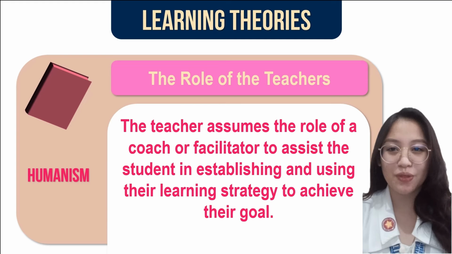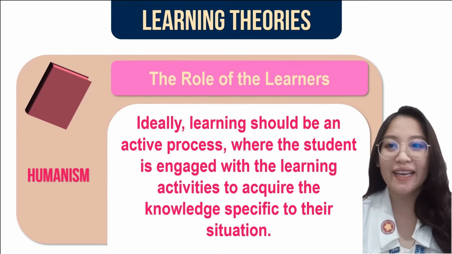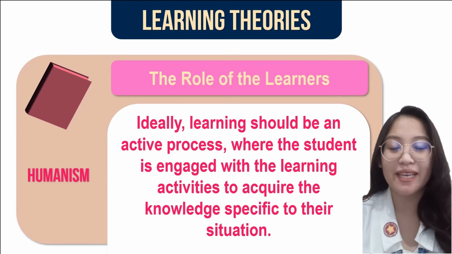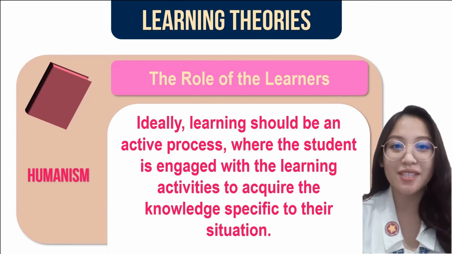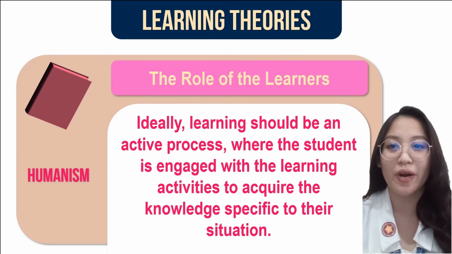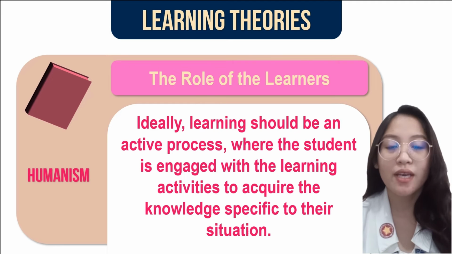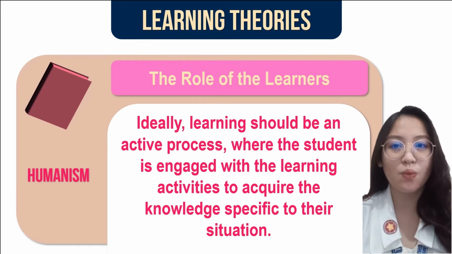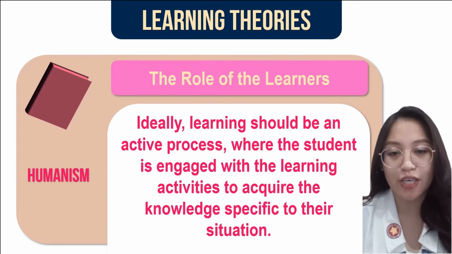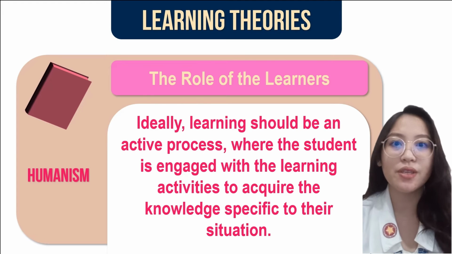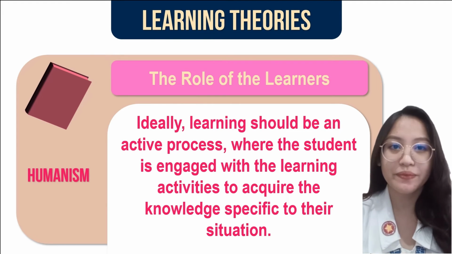Next is the role of the student. Ideally, learning should be an active process where the student is engaged with the learning activities to acquire the knowledge specific to their situations. Since a major theme is the learner being the source of authority, the learner determines what learning materials are used and how they will learn the material.